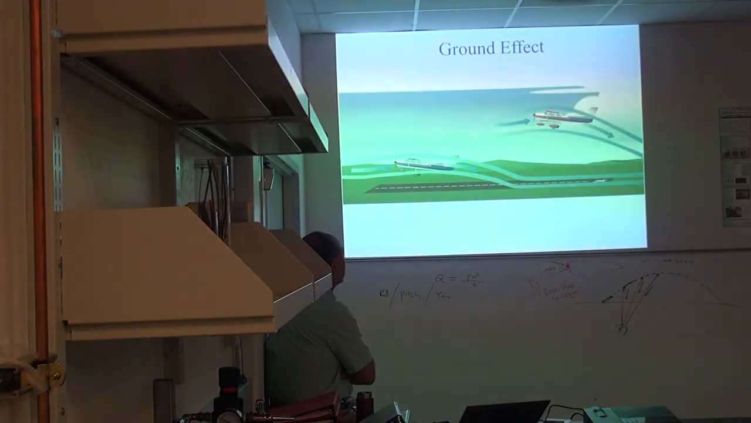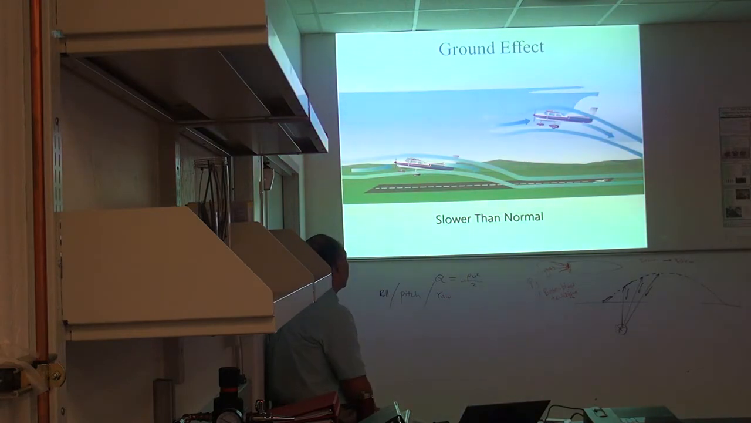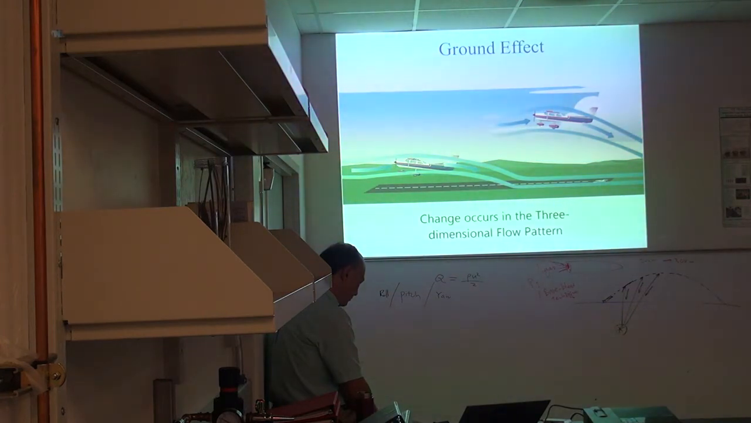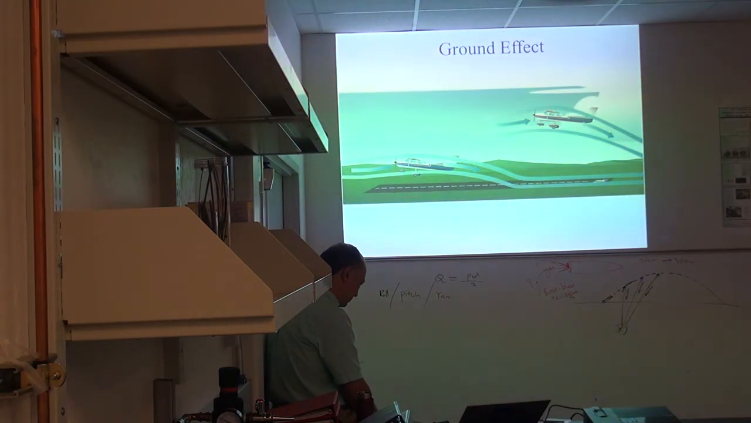Ground effect is a phenomenon that allows an aircraft to fly slower than normal a few feet from the ground. When an aircraft in flight comes within several feet of the surface, ground or water, a change occurs in the three-dimensional flow pattern around the aircraft because the vertical component of the airflow around the wing is restricted by the surface. This alters the aerodynamics of the wing mainly. The fuselage and tail surfaces are also affected, but ground effect mainly consists of the aerodynamic characteristic changes of the wing.